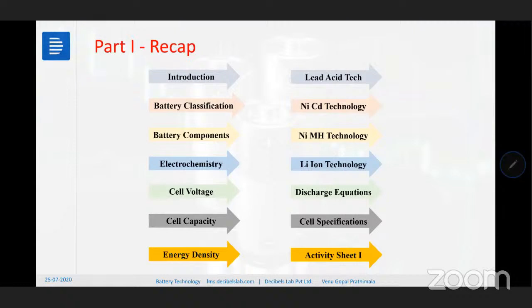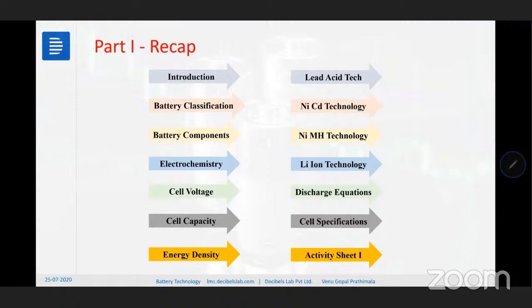So after discussing the battery components, we moved on to the electrochemistry of the cell. In electrochemistry, we discussed the oxidation and reduction reactions, what actually happens in the cells, and what exactly a redox reaction is. In oxidation, the loss of electrons takes place, and in reduction, the gain of electrons takes place. We have studied that.